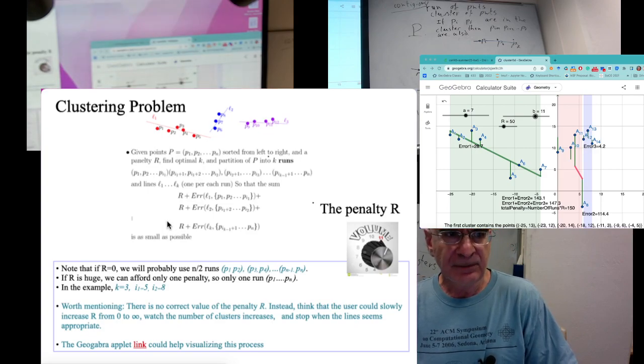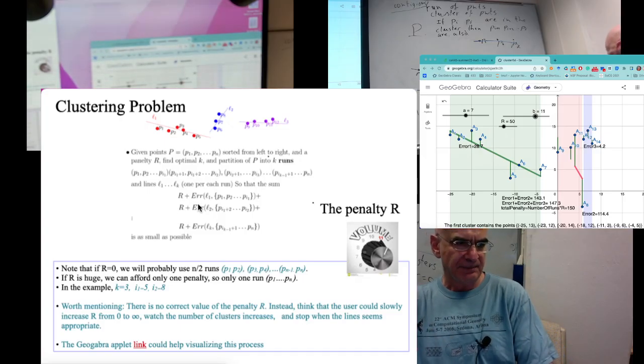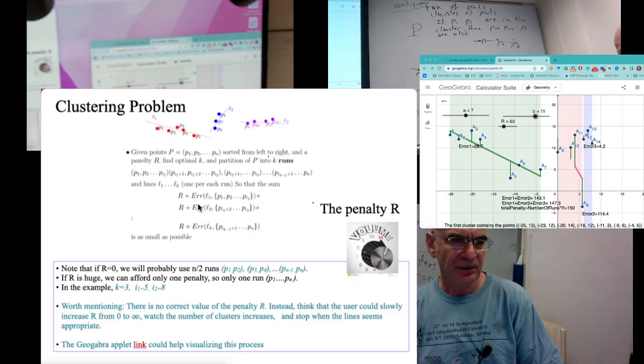In this way, the user can say R will be huge, so probably I want only one cluster for all the data over here, or R is tiny, and then I'll have a lot of clusters, or R is in between. It's a parameter that the user can turn up and down and see what is the result for each value of R.